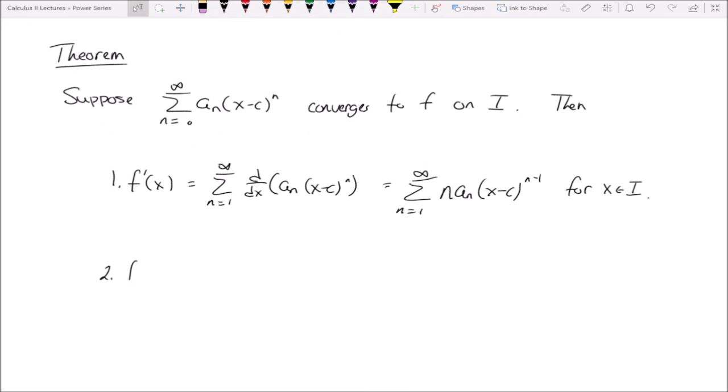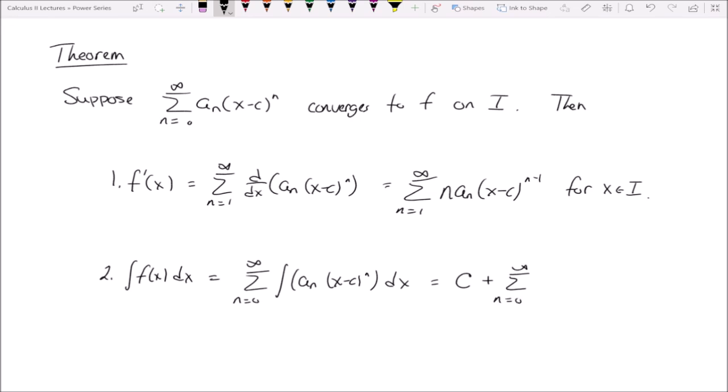And number 2, the antiderivative of f of x is equal to the summation n equals 0 to infinity of the antiderivative of a sub n times x minus c to the n dx, which is some constant, plus the series n equals 0 to infinity of a sub n over n plus 1 times x minus c to the n plus 1, for x in I. So what this is saying is we can do term-by-term differentiation and term-by-term antidifferentiation of power series expansions.